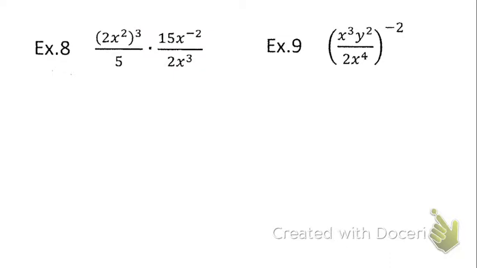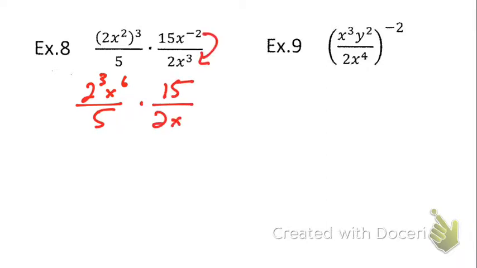Now, the last two here, I'm going to try and get through these quickly because I'm already at 14 minutes. Ugh. So this will be 2 to the third, x to the 6th over 5 times 15 over 2. And then I'm going to bring these down here to get x to the 5th. All right, did a lot of steps there. Hopefully you're with me. 2 to the third power is 8, so I have 8x to the 6th over 5. And this still times 15 over 2x to the 5th.